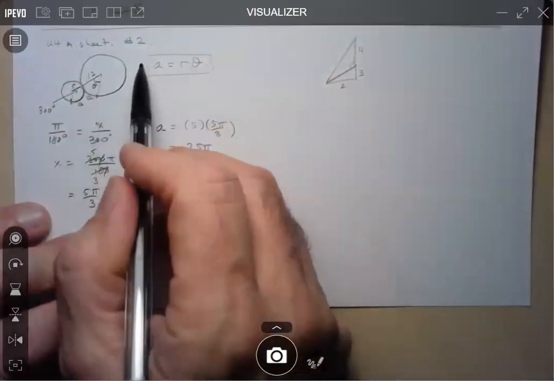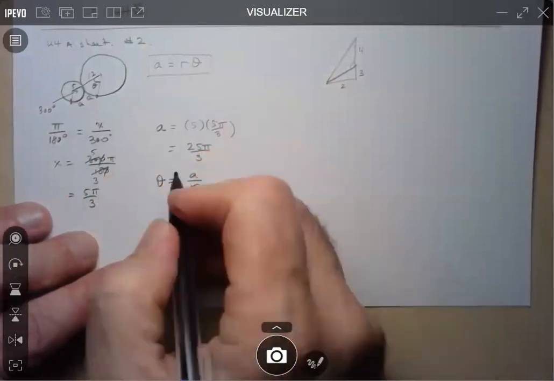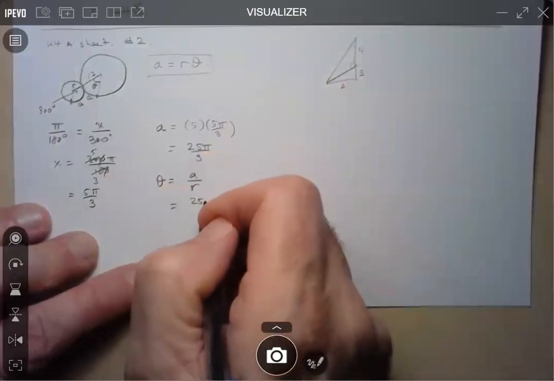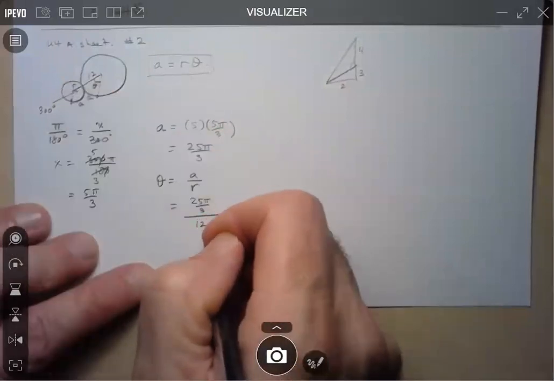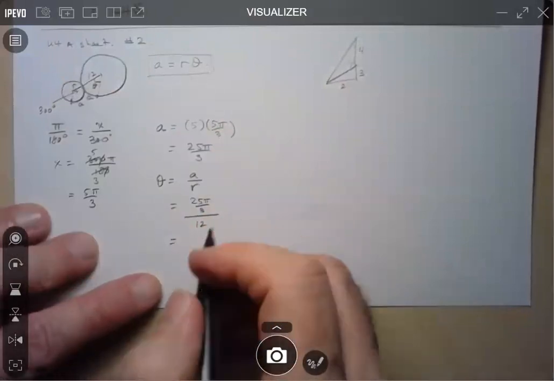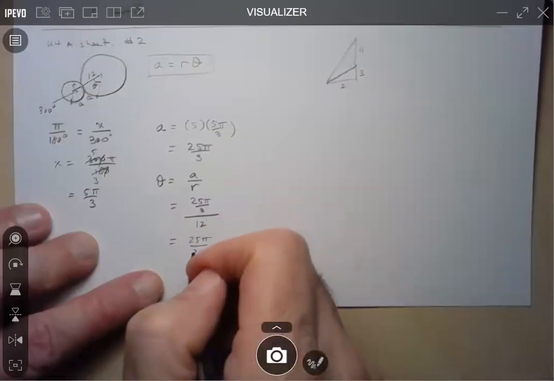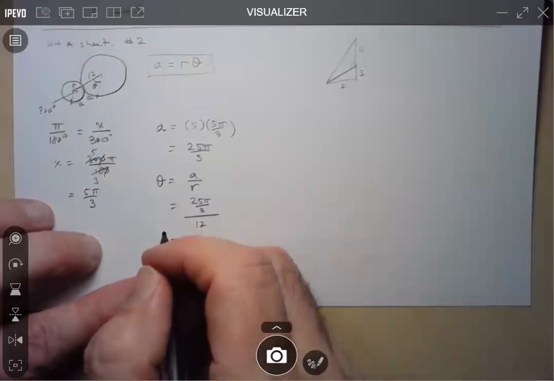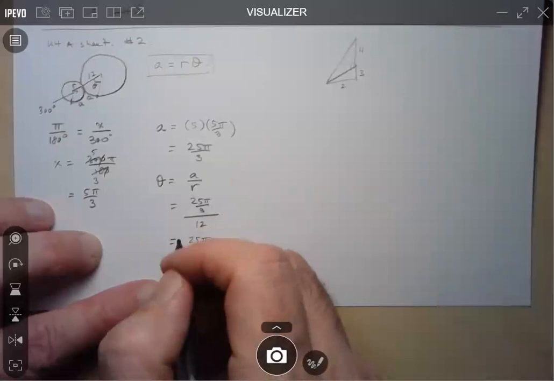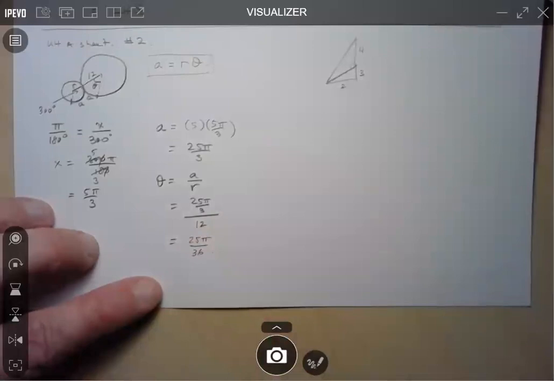Okay, and now what am I looking for? The angle in the first one. So I'm just going to rearrange this as theta equals a over r. Here the arc was 25 pi over 3, and my r was the radius, 12. So this is 25 pi over, 3 times 12 is 36. And this is in radians. Do they ask me in degrees or radians? No, it says determine the number of radians, so I don't have to switch this back into degrees.